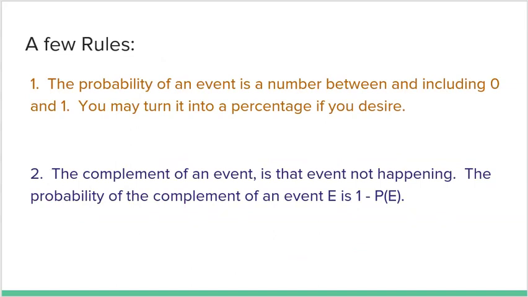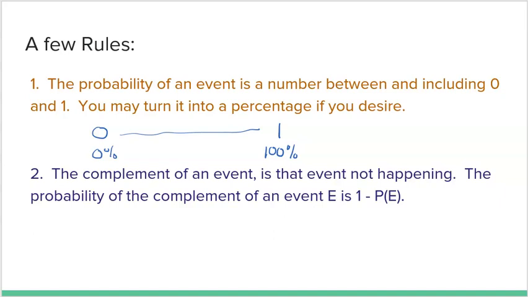All right, now there are a few rules with this, and they're pretty easy rules, but I just want to go over them. Rule number 1 is that the probability of an event is a number between 0 and 1, including 0 and 1. So you could have a probability as low as 0 and as high as 1. In terms of proportions, that would be 0% and 100% in terms of percentages, but a probability could be those or any other number in between. No such thing as negative probabilities and no such thing as a probability over 1.